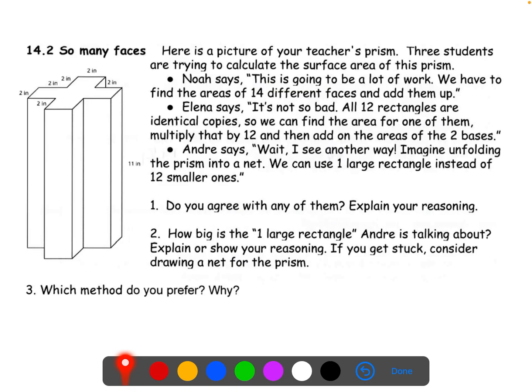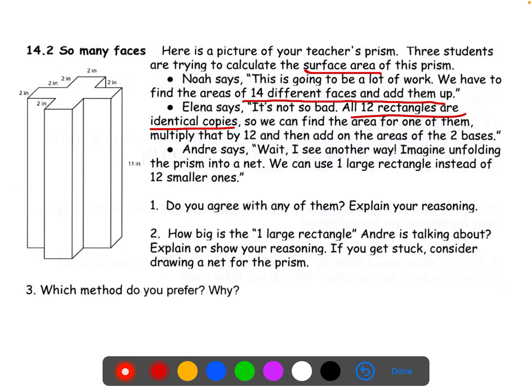On the front side of your sheet, for our first activity, we have this complex figure that we're looking at. It says here's a picture of a prism. 3 students are trying to calculate the surface area of this prism. Noah says this is going to be a lot of work. We have to find the area of 14 different faces and add them up. Then Elena says it's not so bad. All 12 rectangles are identical copies, so we can find the area of one of them, multiply that by 12, and then add on the area of the 2 bases. So this one says that there are 12 identical copies.